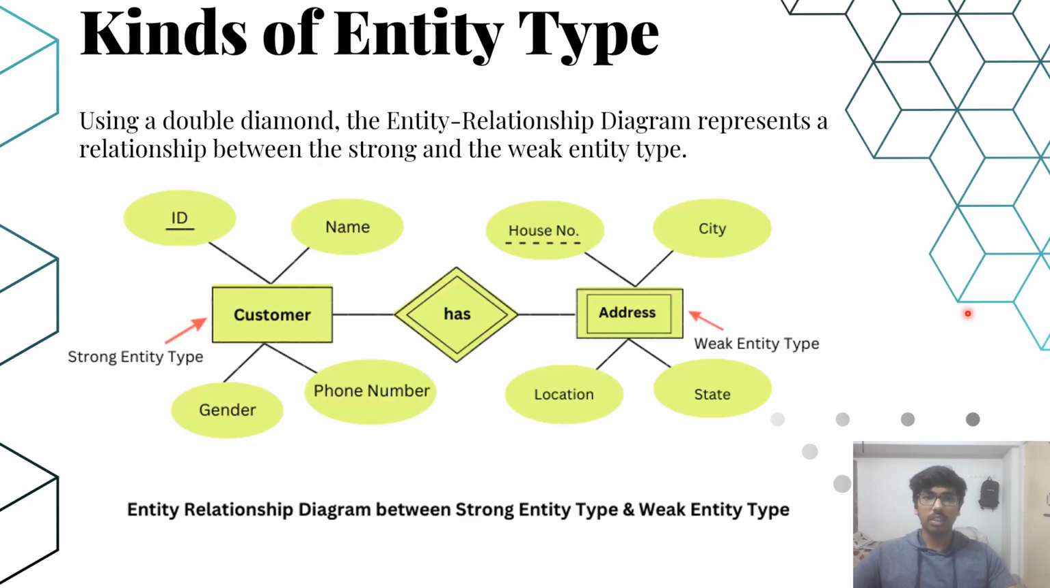Using a double diamond, the ER diagram represents a relationship between a strong entity and a weak entity type. As we can see, the strong entity type contains a primary key, but the address doesn't contain one because it is dependent on this. So we can call it a weak entity.